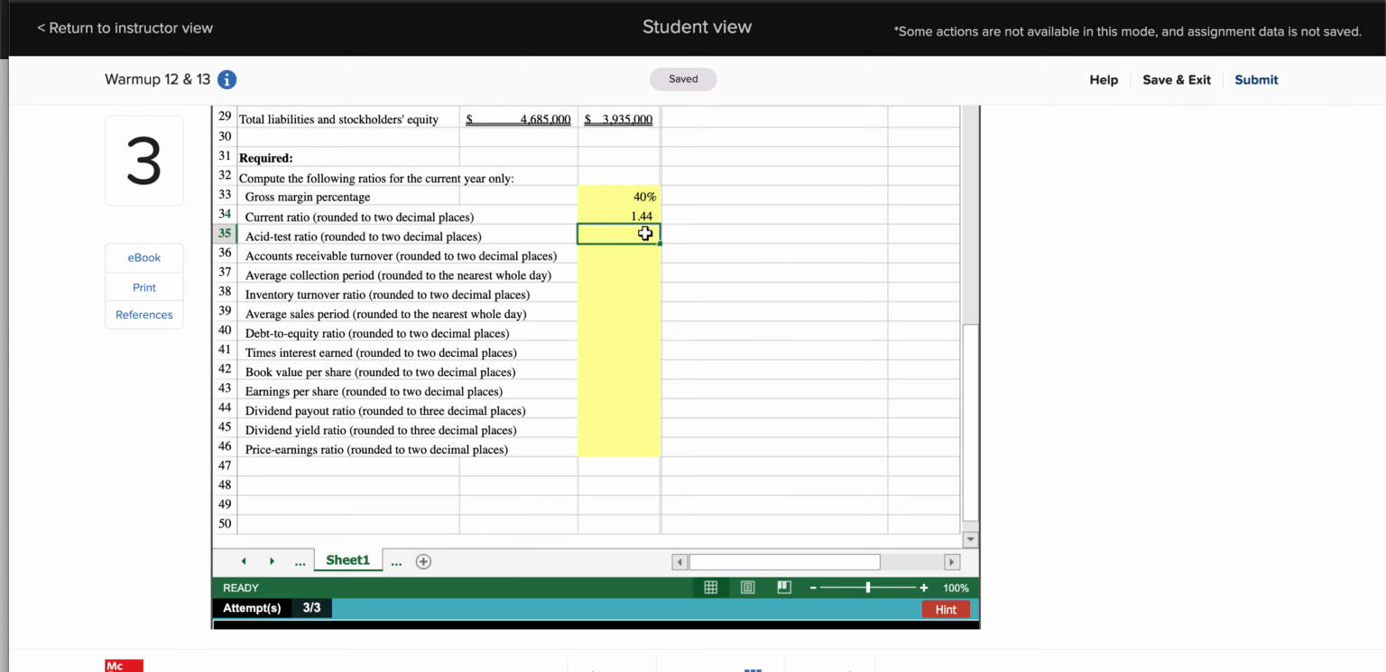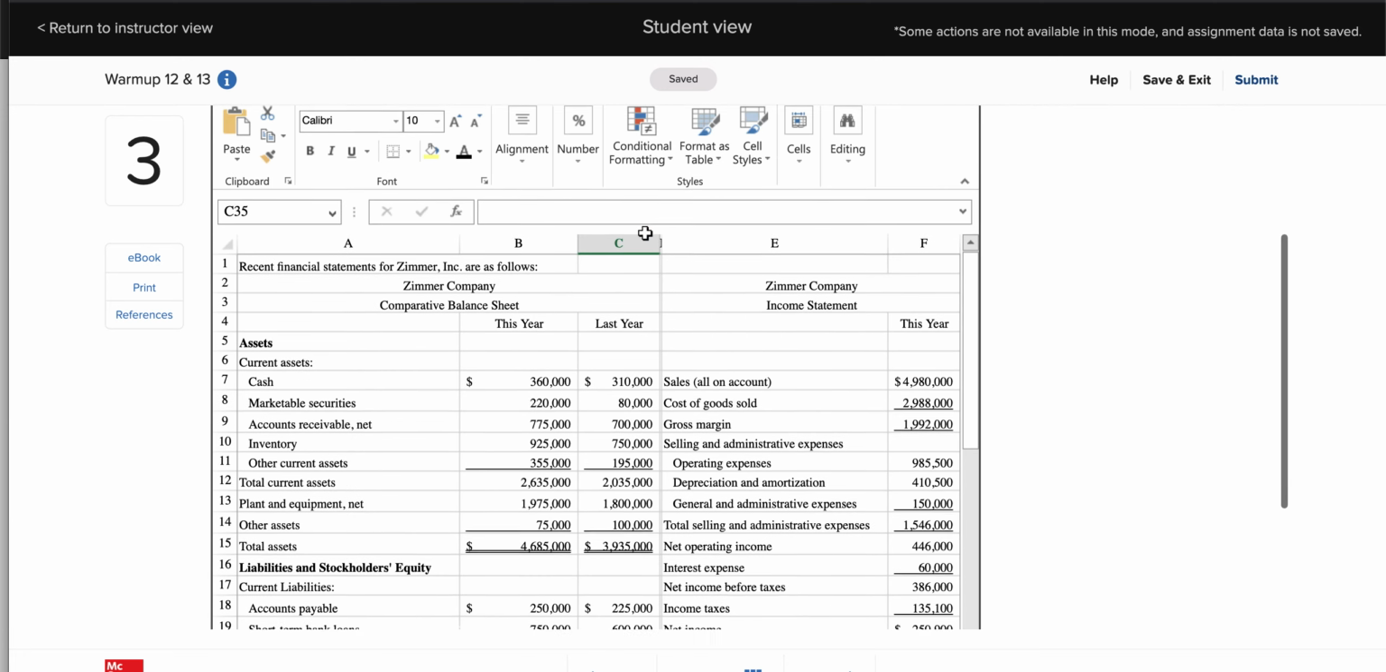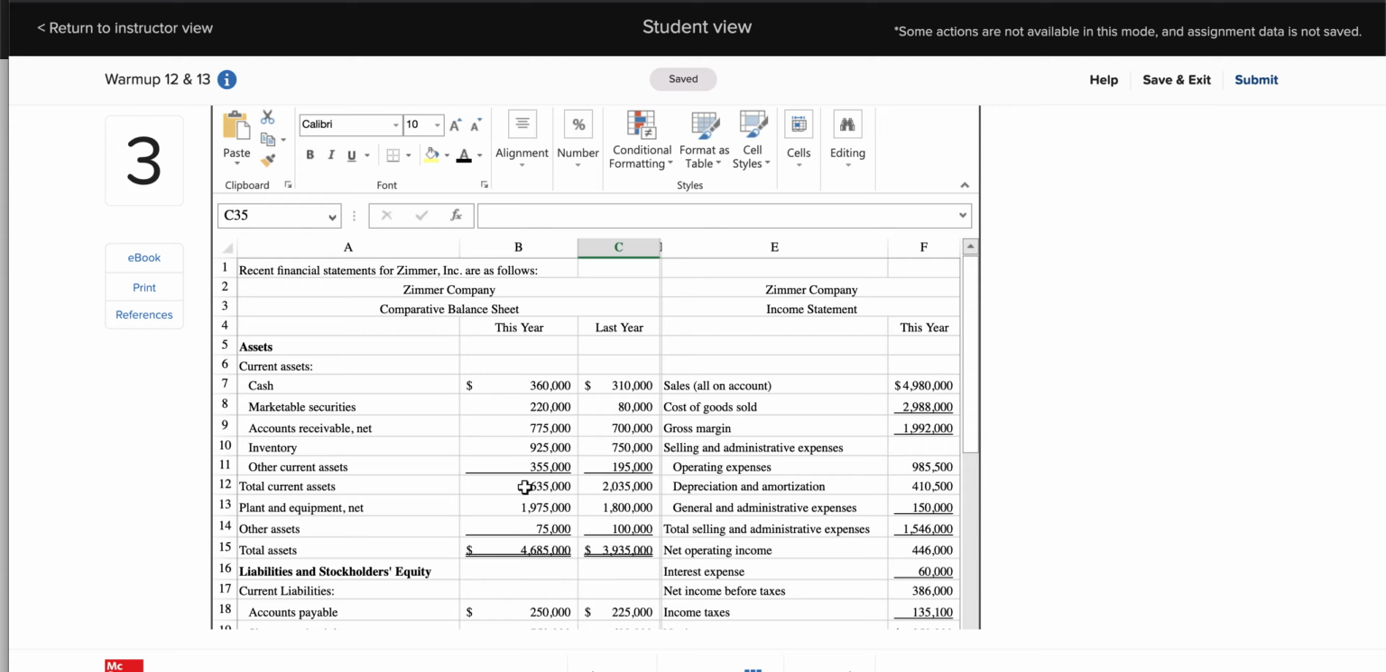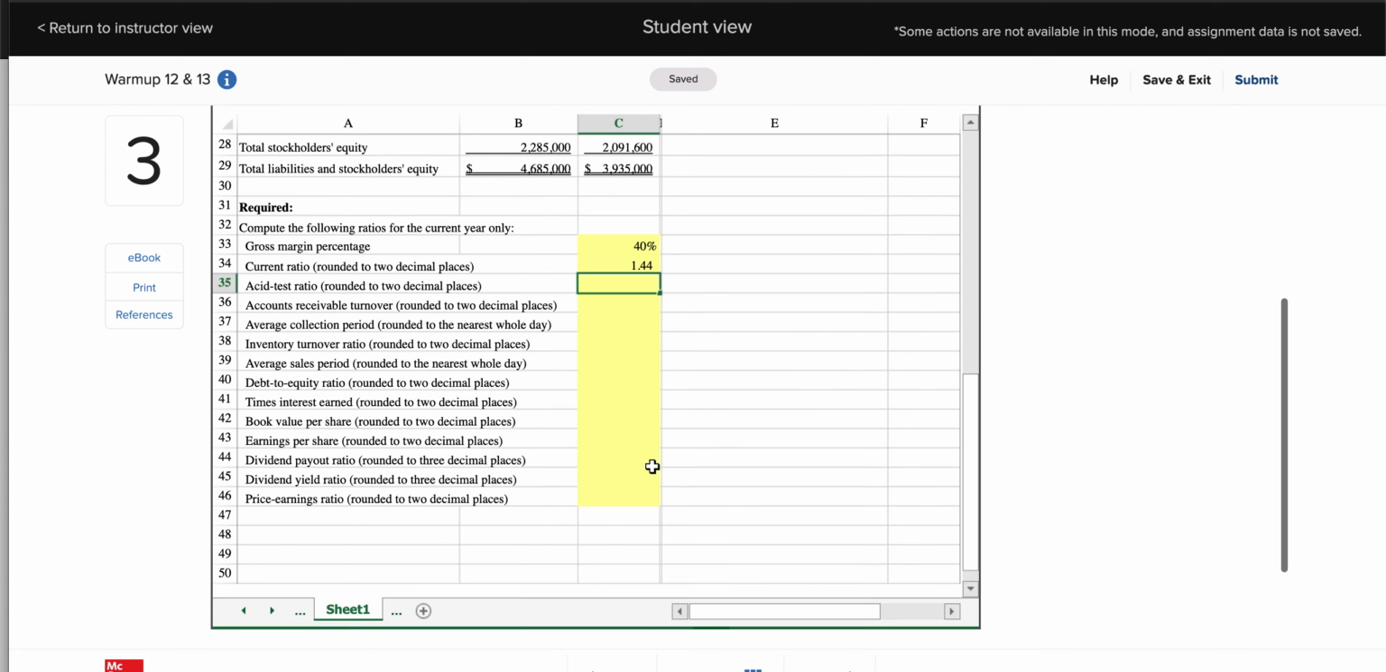The acid test ratio, similar ratio, but you're going to go up and take your total current assets minus the inventory and other current assets there. Typically with the acid test ratio, which is also called the quick ratio, you're just looking at cash and marketable securities and accounts receivable. So those 3 items, you can either add those 3 items together in the formula, or you can take the total current assets minus the 2 that don't belong. But I'll leave that one up to you.